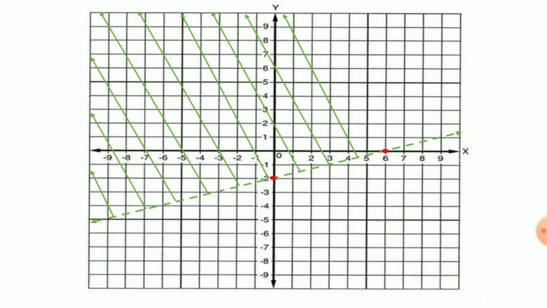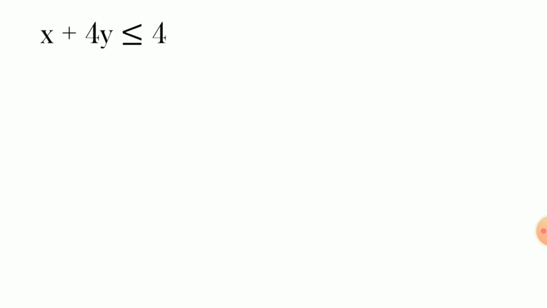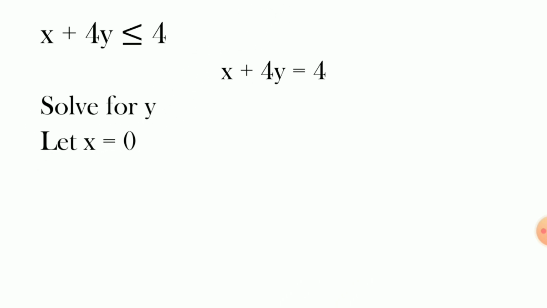Next is to solve and graph the second inequality. So we have the inequality x + 4y ≤ 4. Change into a linear equation, that is x + 4y = 4. Then solve for y. Let x be equal to 0. That is now 0 + 4y = 4. Evaluate further, that is 4y = 4. Divide both sides of the equation by 4. y now is equal to 1.